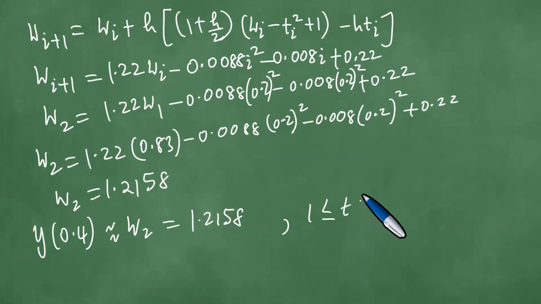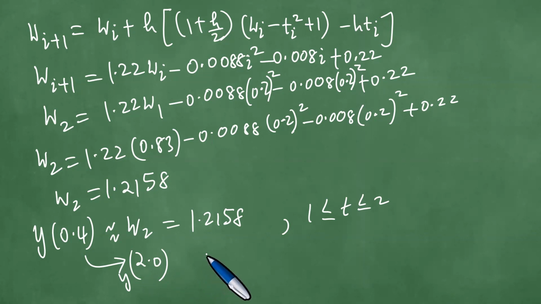So we must go on until we have y of 2.0. That is what we must estimate. It's going to take us a while, but that is the method. I'm going to speak a little bit more about this method to make sure we understand more problems with this.